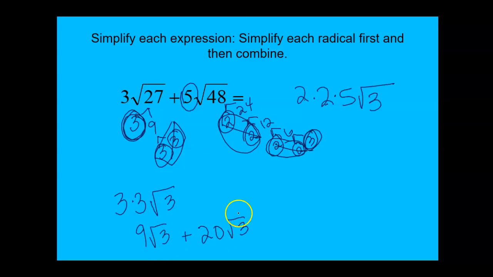So now that they both have the same root with the same number underneath the radical, now I can add those numbers out front. 9 plus 20 is 29 times the square root of 3. Okay. All right, let's go ahead and try more.